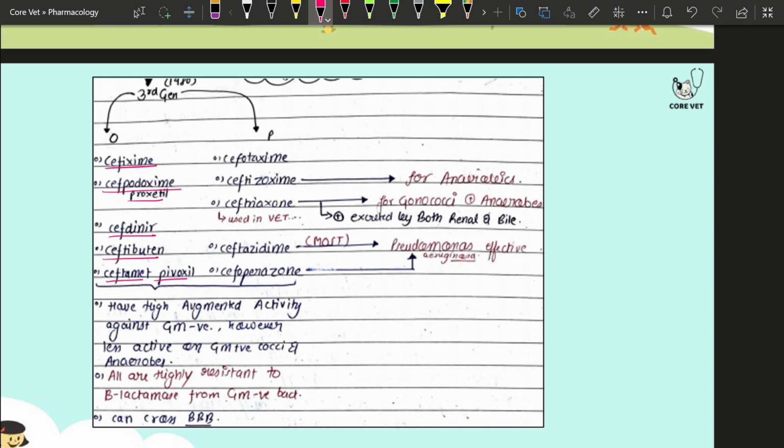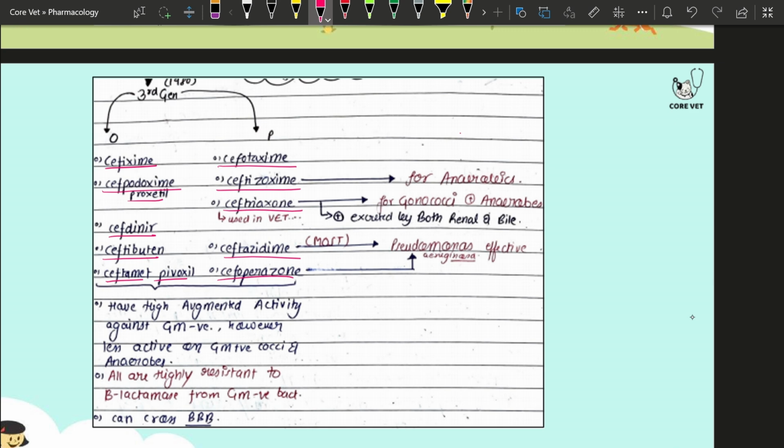These are given through the oral route, right? If we talk about the parenteral route, these are cefotaxime, ceftizoxime, and ceftriaxone. Ceftriaxone is generally used in the clinics and it comes under the name Monocef. When you go to the clinics, you can see that Monocef has the composition of ceftriaxone. Then ceftazidime is there, and cefoperazone is there.